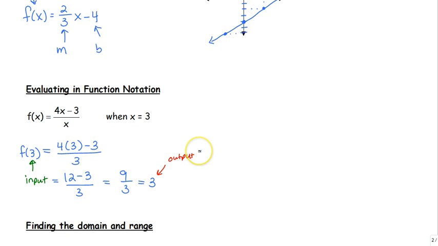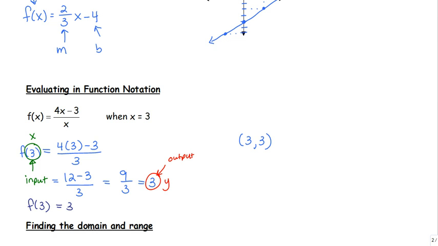And again, the benefit to this is now we know a point on our line. Here is our x. Here is our y. So we know a point on our graph would be 3, 3. Now that's not part of the problem, that's not part of evaluating, but that's just something that you should be aware of. What you're putting in is the x value, what you're getting out is the y value. So when I say that f of 3 is equal to 3, I know that a point on my graph is at 3, 3.